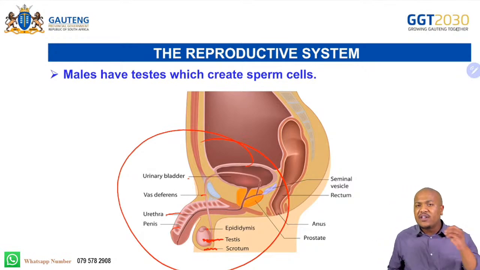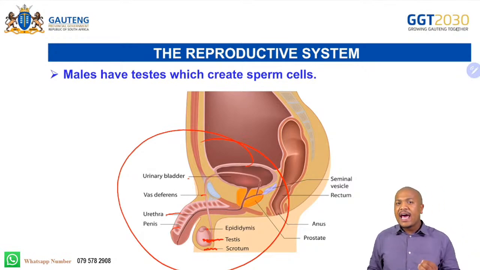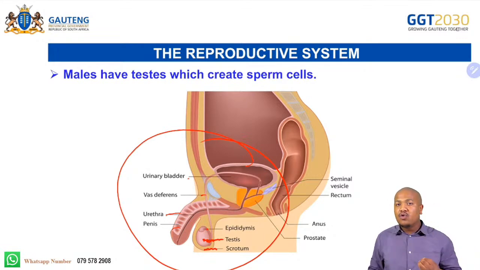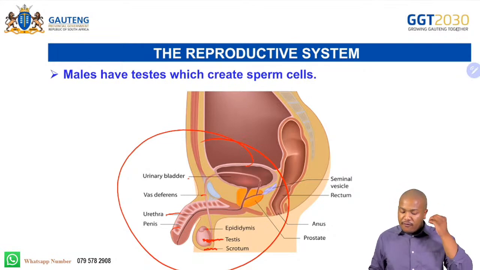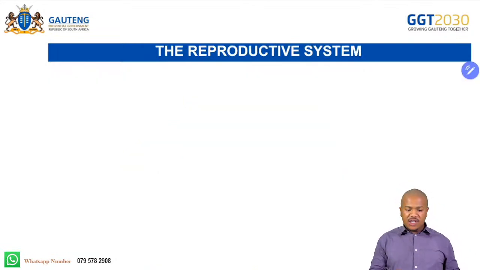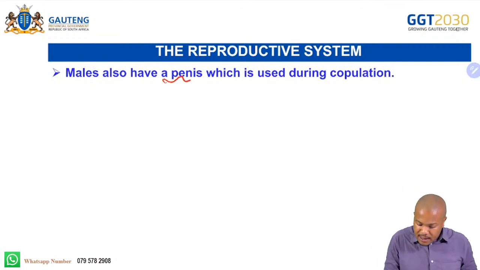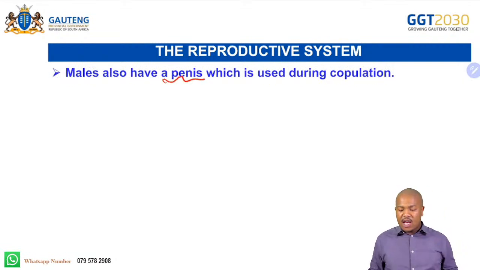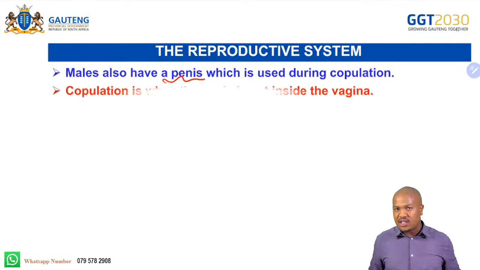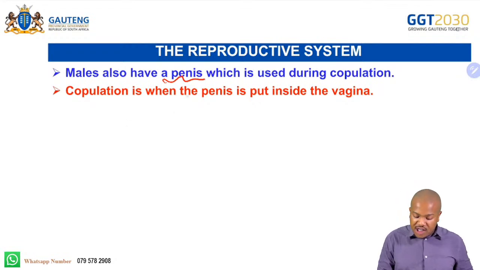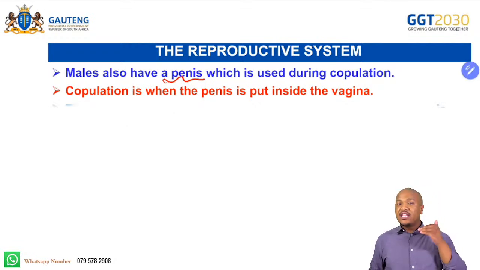These are all the different parts that ensure that a male human being is able to give out offspring and ensure the survival of humans. Now, males have a special organ, which is the penis, which is used during copulation, when placing the penis inside a vagina. So as I said, copulation is when the penis is put inside the vagina.